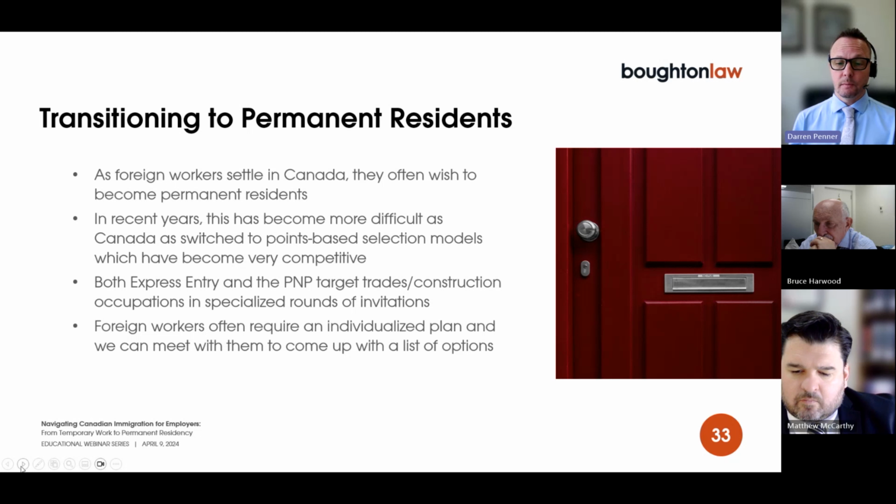And when they register, they're given a score, and the score competes with everyone else who's registered. Every 2 or 3 weeks, IRCC kind of skims the top of the pool and sends out invitations to people who have the highest scores. We're finding that people in construction and trades are having a much more difficult time transitioning from workers to permanent residents these days. And the reason is just because the scores are so competitive.